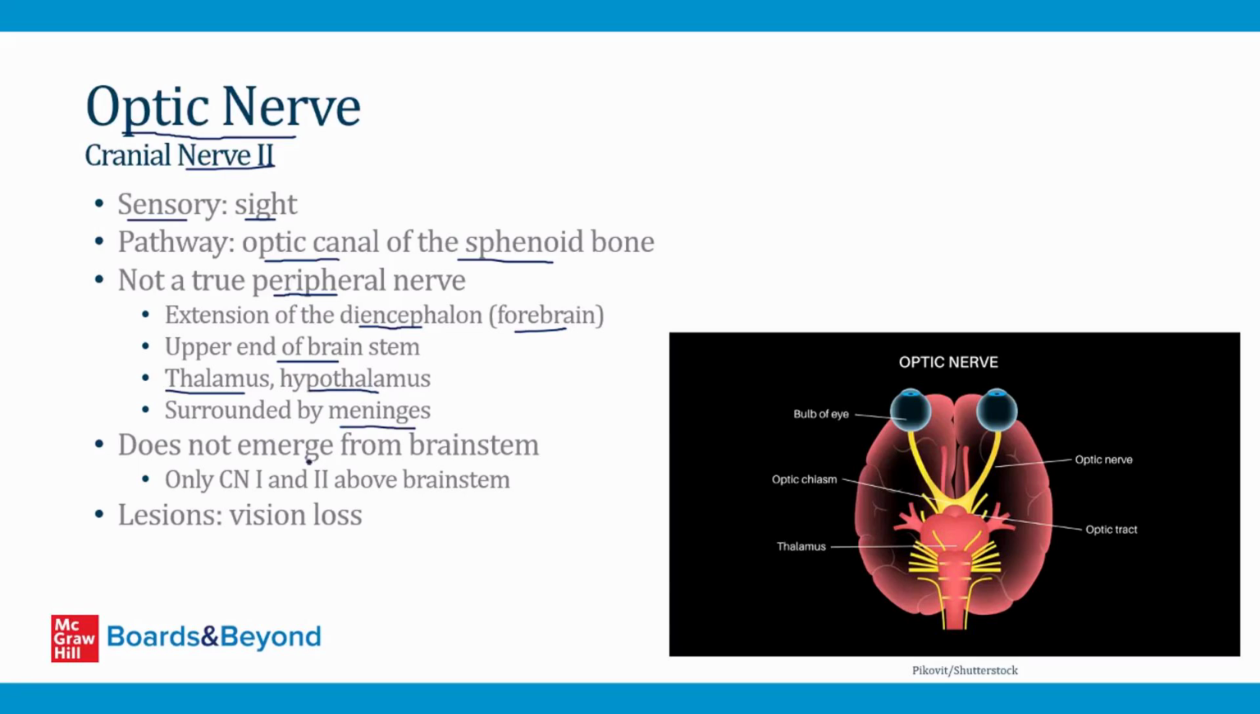Another thing to know about cranial nerve number 2 is it doesn't emerge from the brainstem. So most of the cranial nerves have nuclei in the brainstem. The exceptions, the major exceptions, are cranial nerve 1 and 2. They're found above the brainstem. And if you get a lesion of the optic nerve, this will lead to vision loss. And I talk about lesions of the optic nerve in more detail in videos in the ophthalmology section.